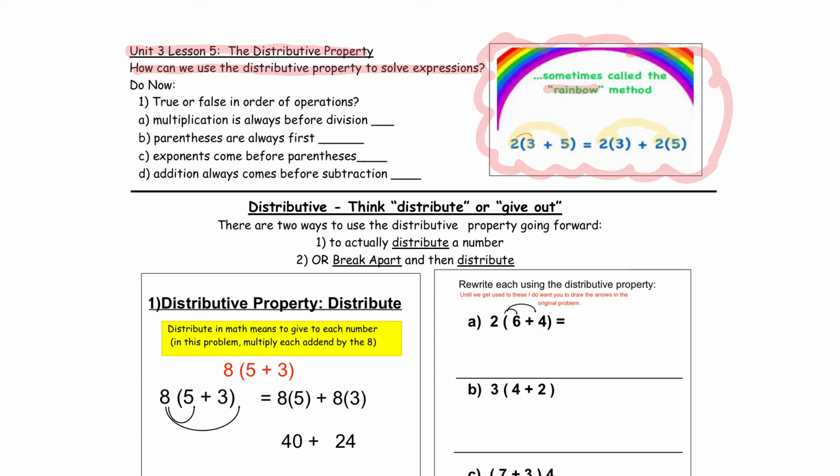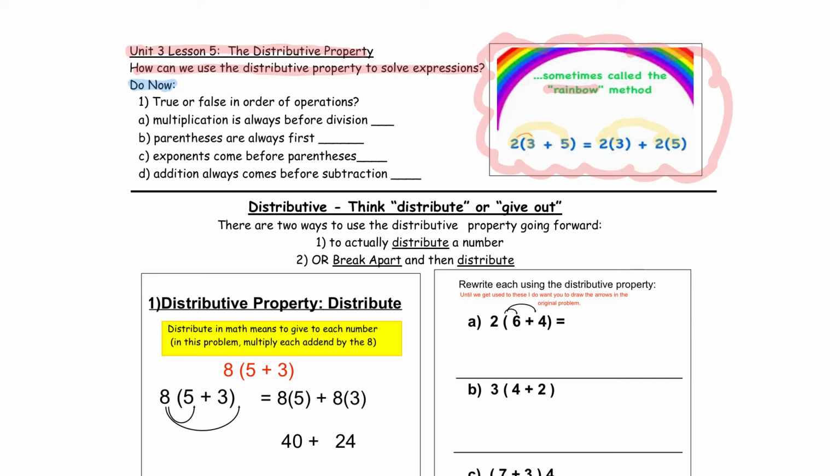Also keep in mind that parentheses have 2 jobs in math. Parentheses can mean do this first when we're focusing on the order of operations, or it can also mean multiply. Today with the distributive property, we're going to focus on the multiply part. Now let's take a look at the do now. Today's do now focuses on some questions that we had in previous lessons about the order of operations.